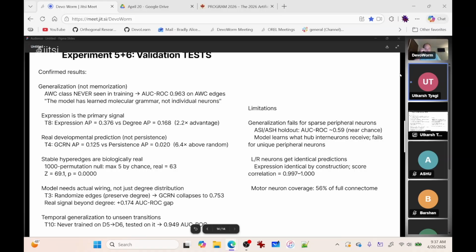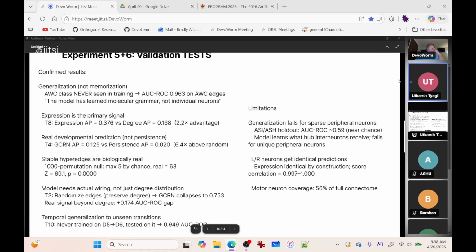The configuration model test randomized all the edges while preserving the degree distribution, destroying all the edge identity but keeping the topology intact. The GCN then collapsed to 0.753 AUC. This meant that the model cannot build meaningful embeddings from randomized connectivity, even with the expression features. The 0.174 AUC-ROC gap between the config model and the real data comes entirely from the actual wiring patterns and not the degree statistics.